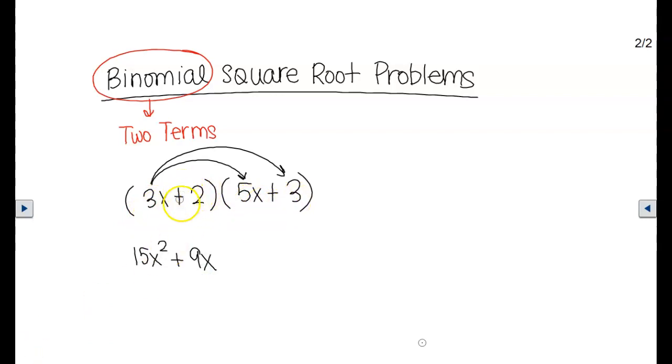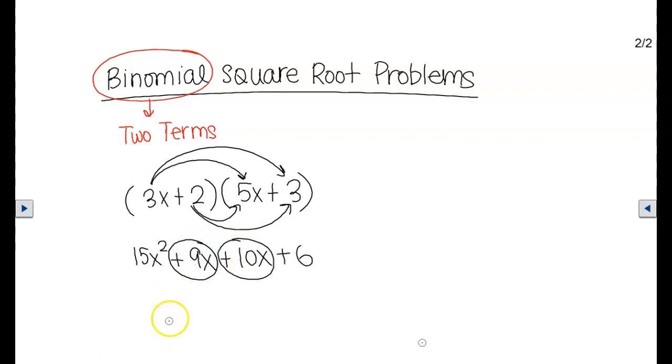So notice that 3x has been distributed to both of these terms over here. Now we'll do the same thing with this positive 2. So we'll do positive 2 times 5x, which would be a positive 10x. And then positive 2 times 3 would be a positive 6. So notice the first step is to do the multiplying, and we multiply by distributing. Now that we've got the multiplying all done, we would add and subtract the like terms. We have a positive 9x and a positive 10x that are like terms that we can combine, and we would get 15x squared plus 19x plus 6 as our final answer.